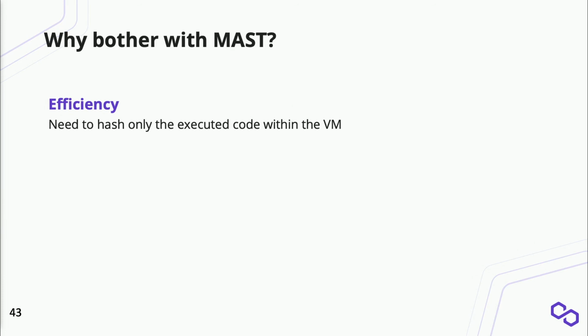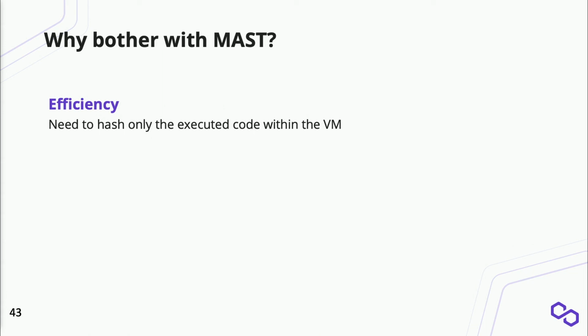One question is, why do we bother with MAST? Why didn't we just hash the entire program, or provide the program as a public input? There are a few good reasons for that. One of the reasons is efficiency. If your program is large and you want to provide it as a public input, that puts a lot of pressure on the verifier and also on the prover itself. So you don't want to provide the program as a public input if the program is large.